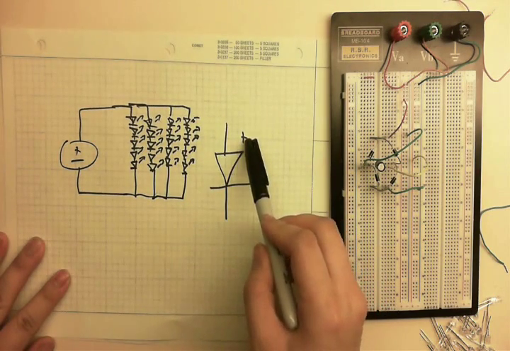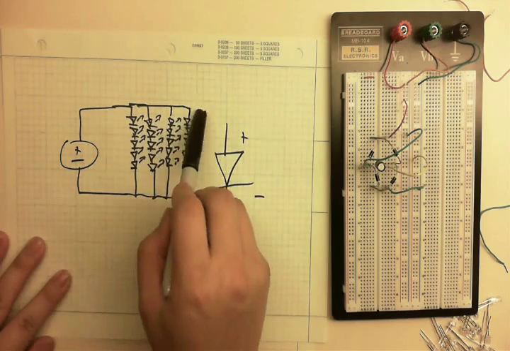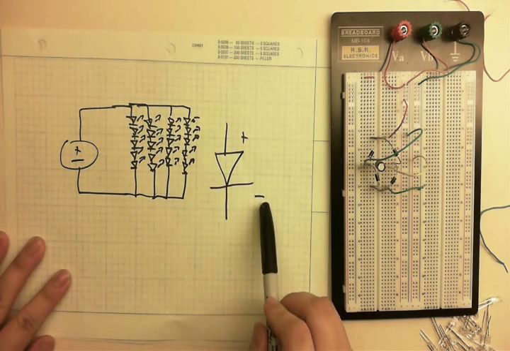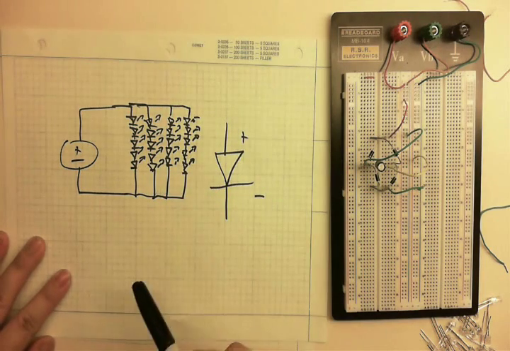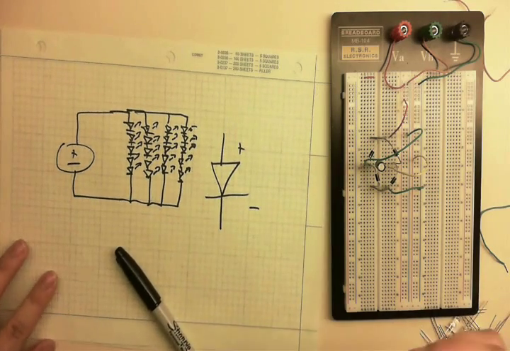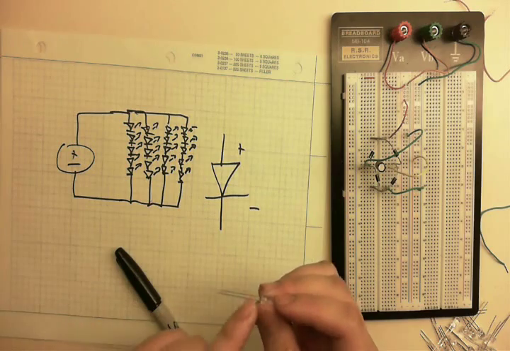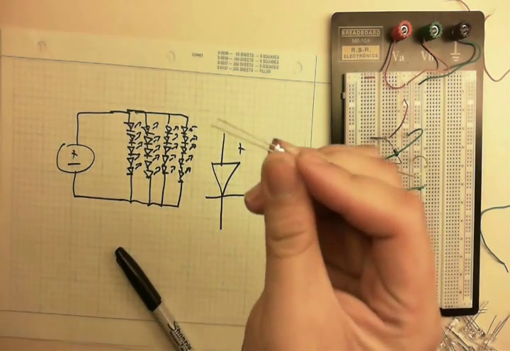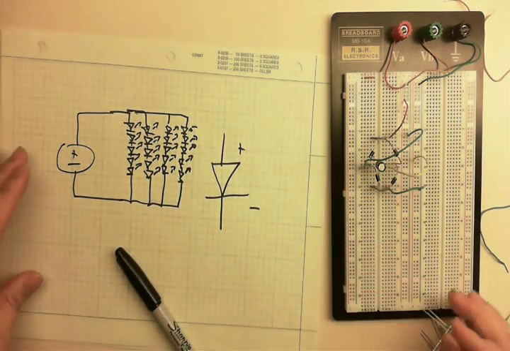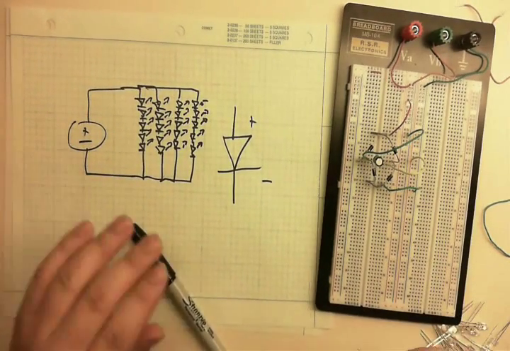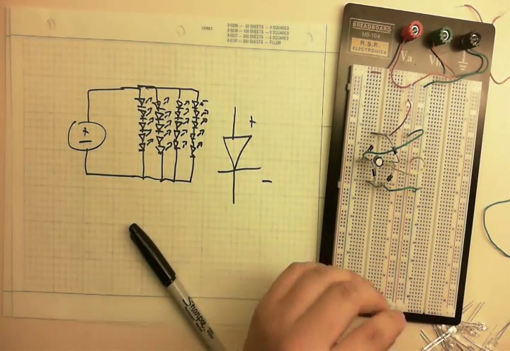And if you remember, the top side, or the flat side of the triangle, represents the positive, and the other line represents the negative side of the LED. Let's go ahead and construct our LED array. But also remember that the negative side is also the flat end of the LED, and also the short end of the lead. So let's go ahead and start.